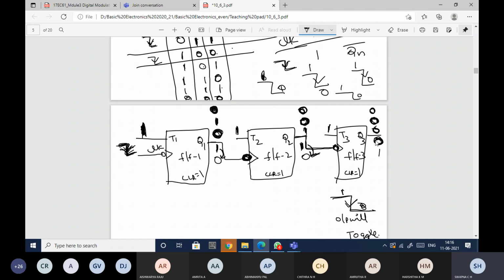The third flip-flop will toggle. See, the present state is 0, so it is changing to 1. Now again, if you observe, I've got 1, 0, 0. So see here, 1, 0, 0.